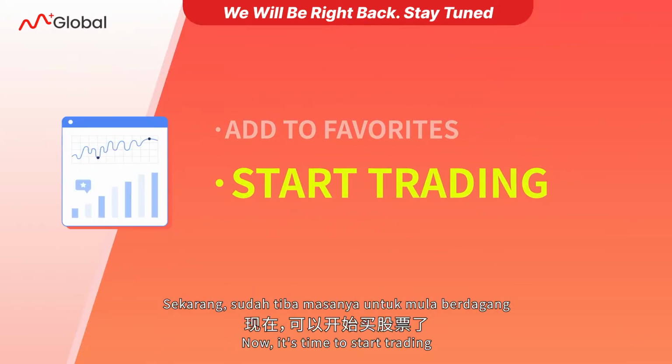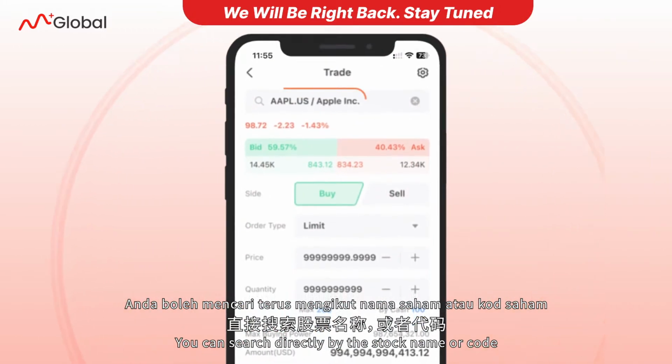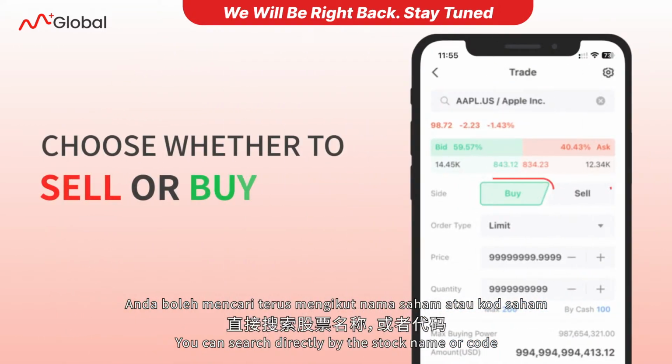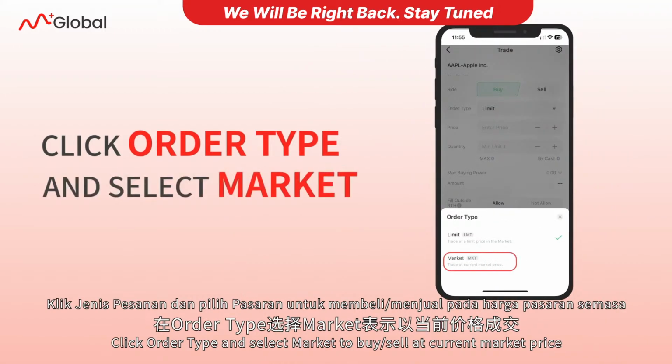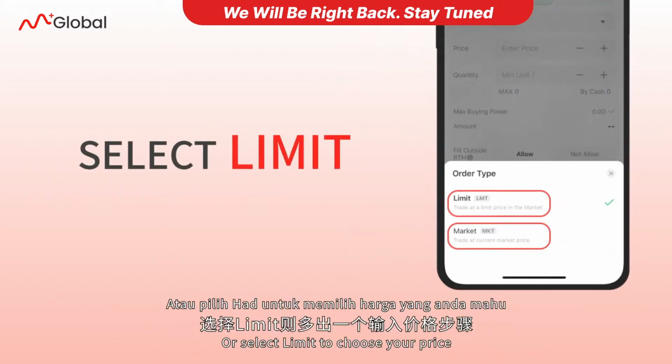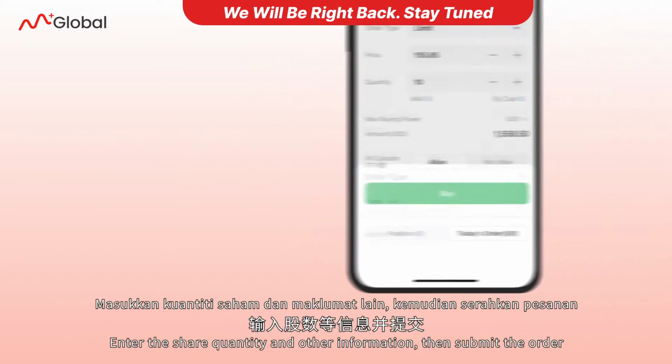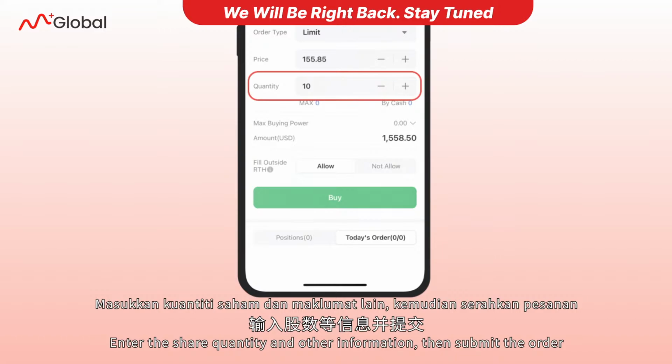Now, it's time to start trading. You can search directly by the stock name or code. Choose whether to sell or buy, click Order Type and select Market to buy or sell at the current market price, or select Limit to choose your price. Enter the share quantity and other information, then submit the order.